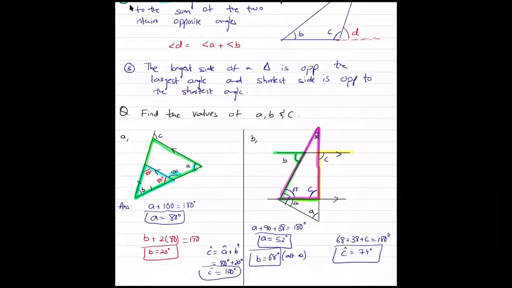So in order to find angle A, I considered this to be a right angle triangle. This is 90 degree given in the question. This angle is 38 given in the question. This is angle A. So the sum of all the three angles must add up to 180 degree.